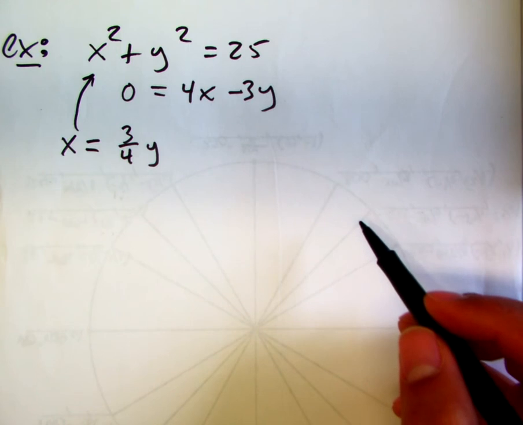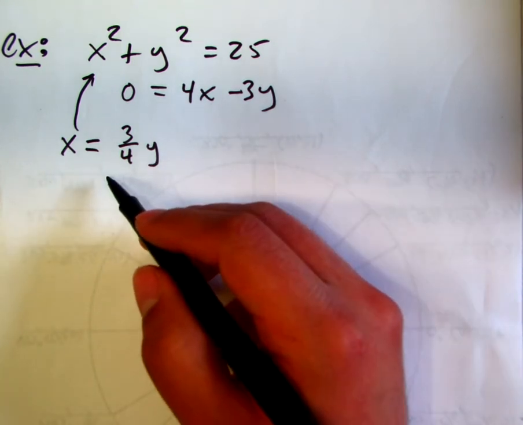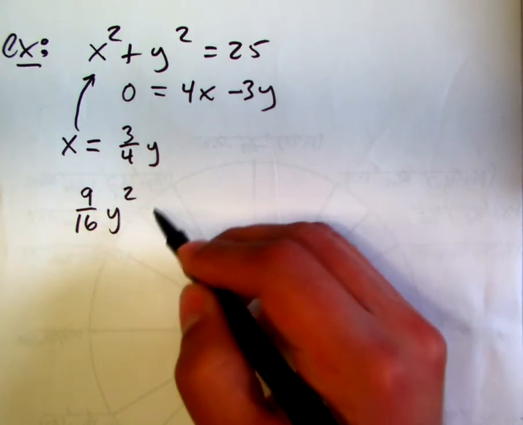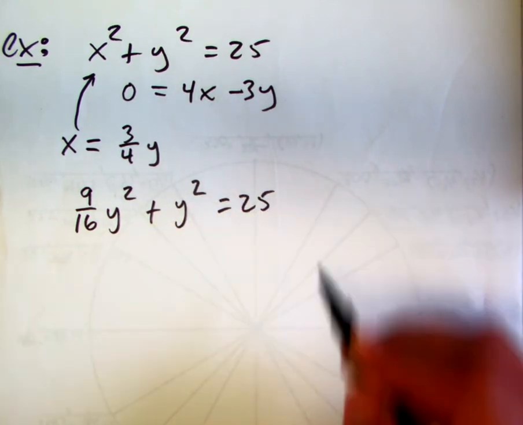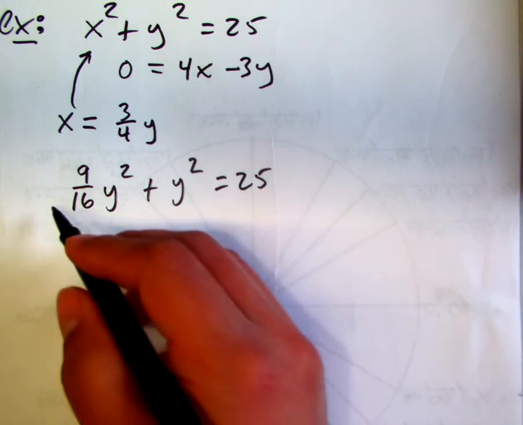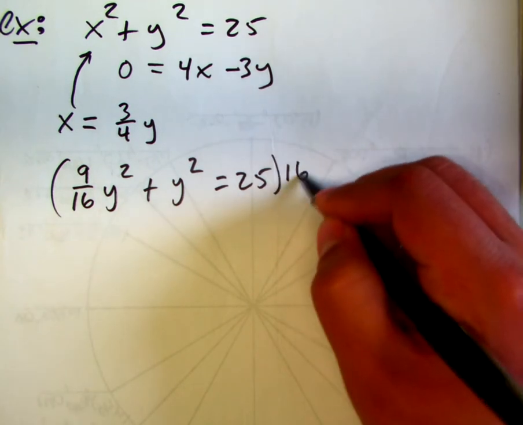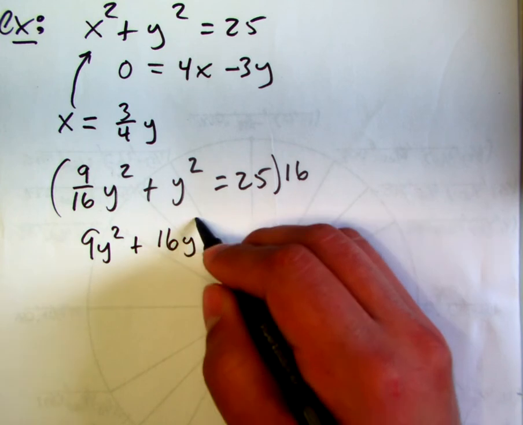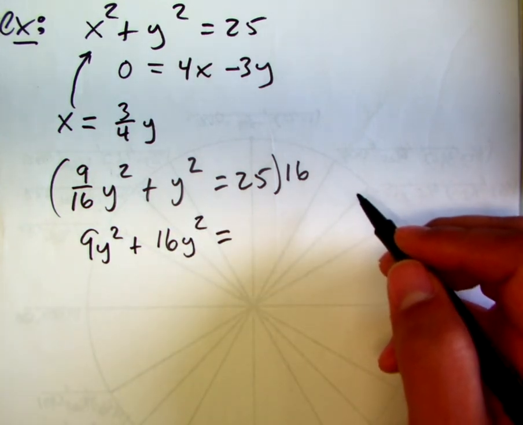Now we're going to plug it back into the first equation. So it's kind of like the first one, but let's see what happens. When I square x, what do we get? 9 over 16 y squared, plus another y squared, equals 25. You could multiply everything by 16 to get rid of the fraction. So we get 9y squared plus 16y squared, and then 25 times 16 is 400.